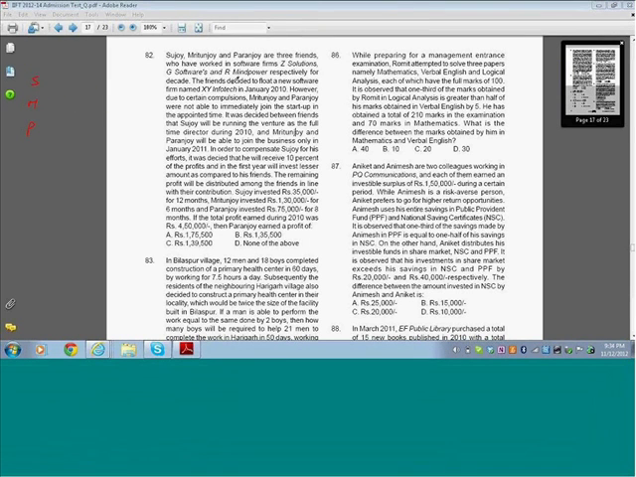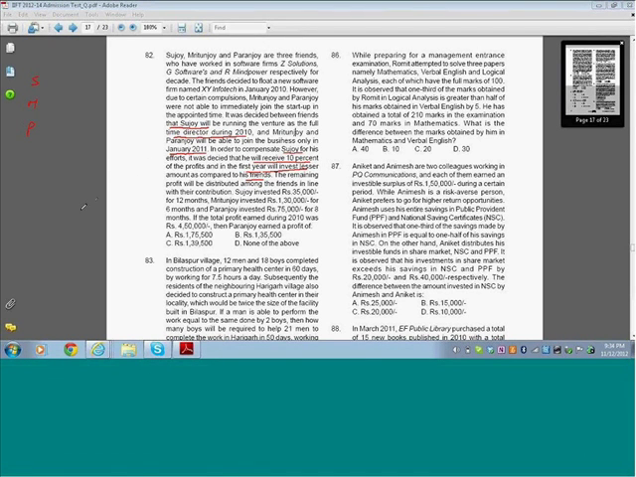So Sujoy, Mrityunjay and Parinjoy. Sujoy invested 35,000 rupees for 12 months, so 35 into 12. Mrityunjay invested 130,000 rupees for 6 months, so 130 into 6. And Parinjoy invested 75,000 for 8 months, so 75 into 8. So 35 into 12 is 420, 13 into 6 is 780, and 75 into 8 is 600. Altogether, that is nothing but 1800.